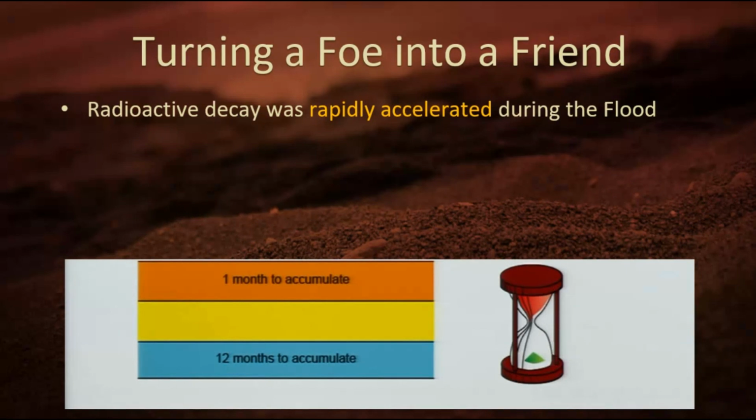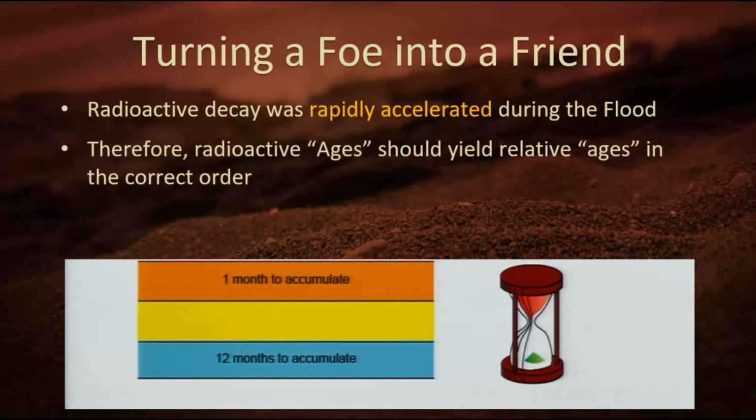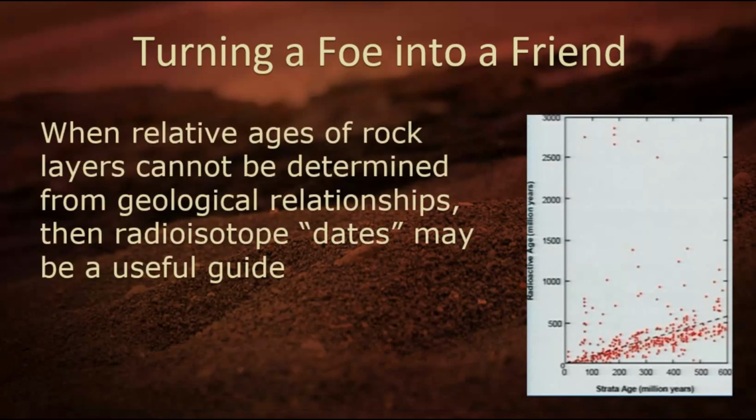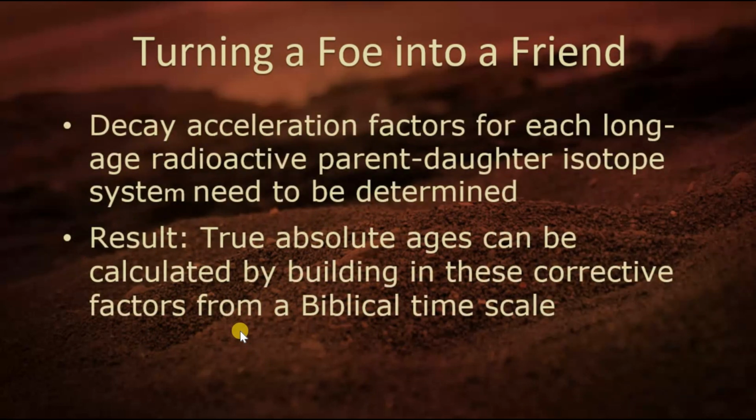Radioactive decay was rapidly accelerated during the flood. Therefore, radioactive ages should yield relative ages in the correct order. So the bottom rocks will give older ages versus rocks on top. When relative ages of rock layers can be determined from geological relationships, then radioisotope dates may be a useful guide.